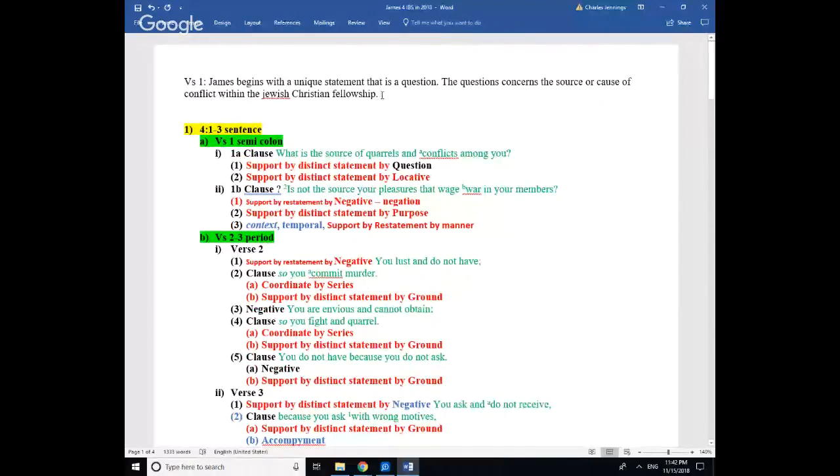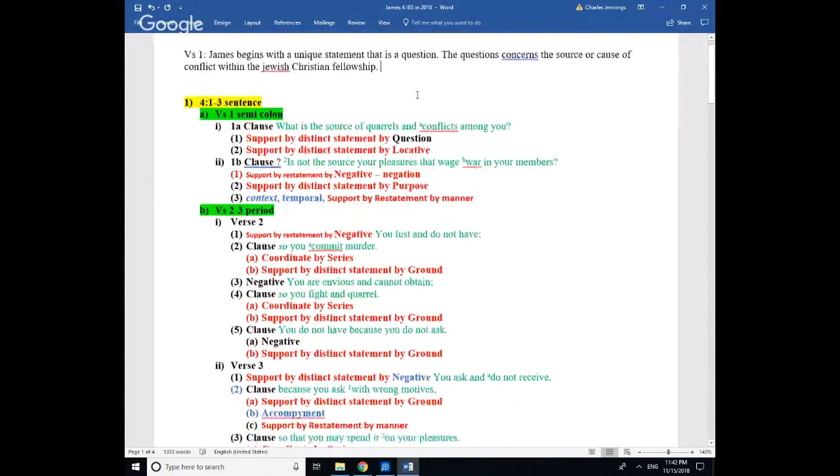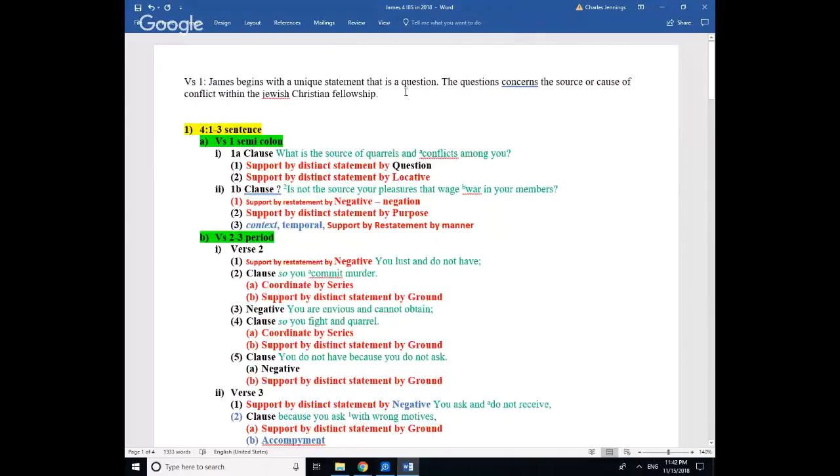Yes, this is a distinct statement, but I'm doing the summary. I'm doing the descriptive summary thing that I've taught in other videos. Okay, so you're doing that. The question concerned the source or cause of conflict within the Jewish Christian fellowship.